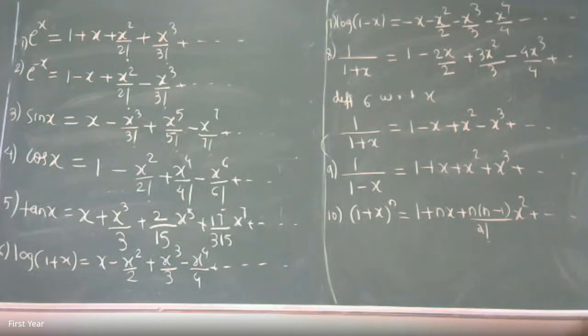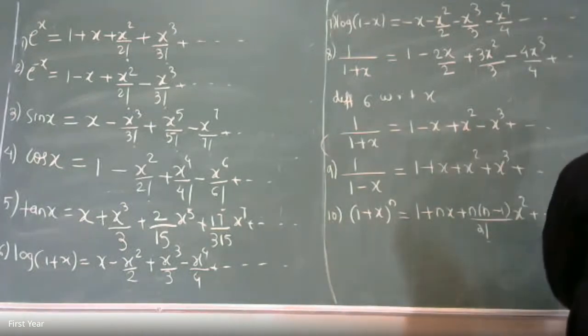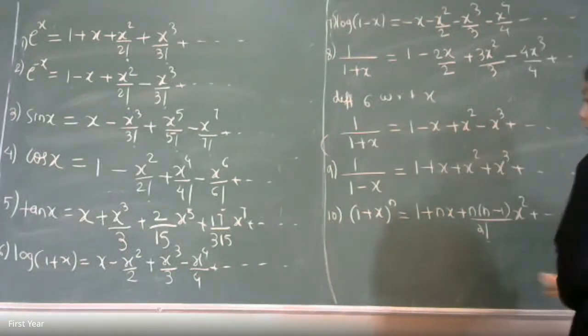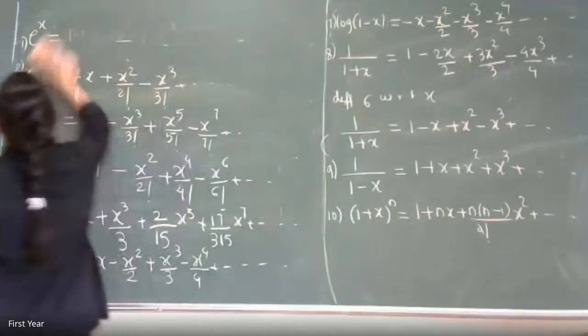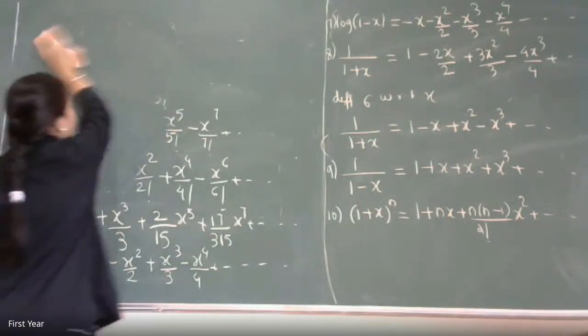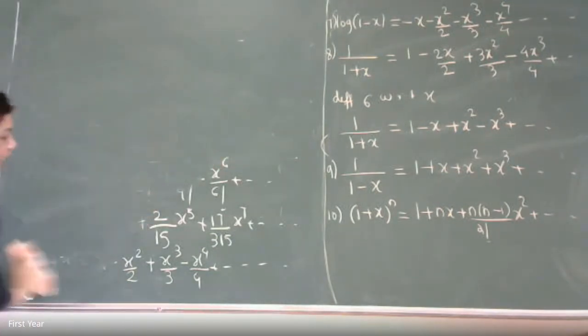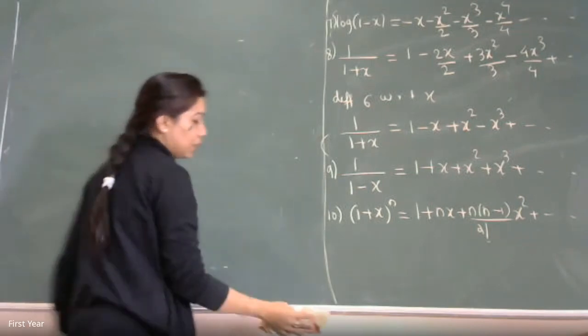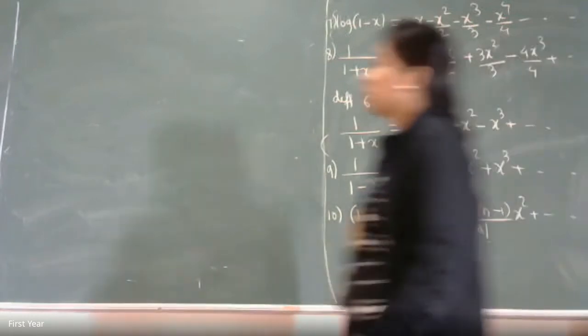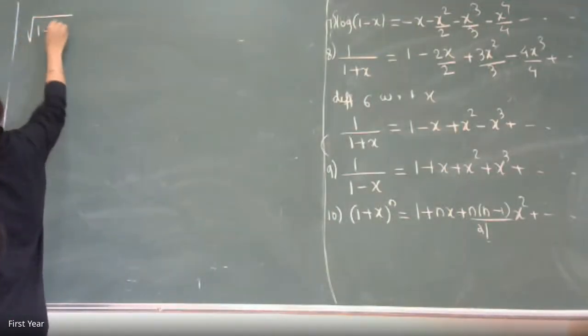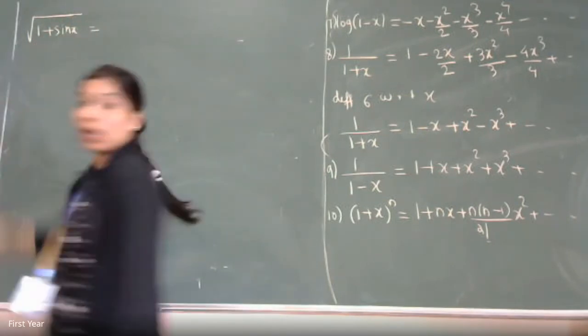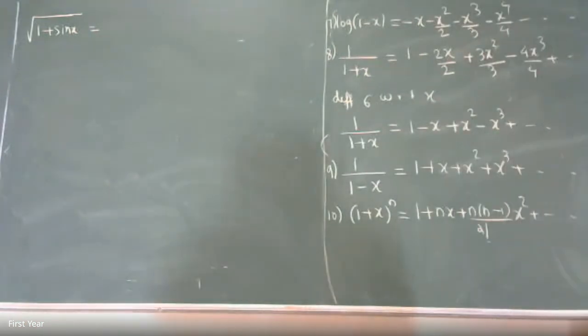So the first question is: expand square root of 1 plus sine x in ascending powers of x, up to x raised to 6. So you are going to use the standard expansions to find it.